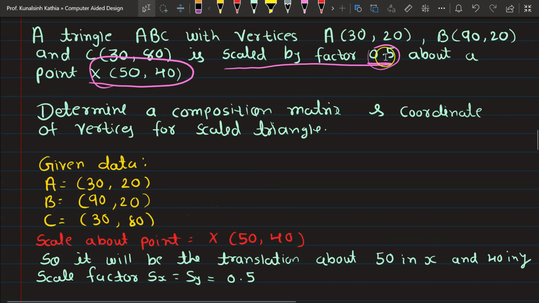Now they are mentioning that the scale is by a factor of 0.5, but they are not mentioning whether it should be in X or Y.